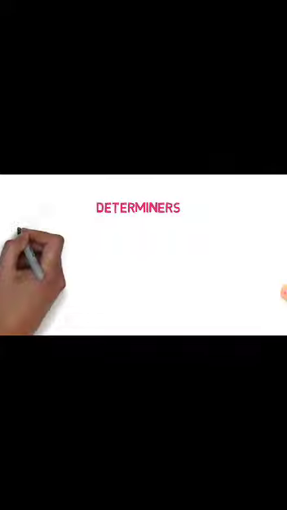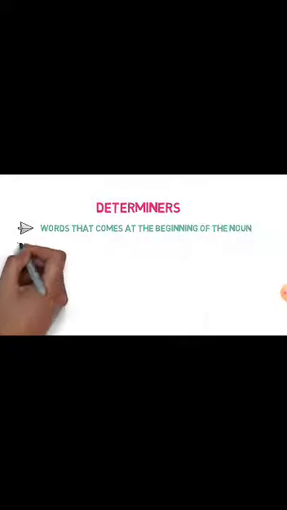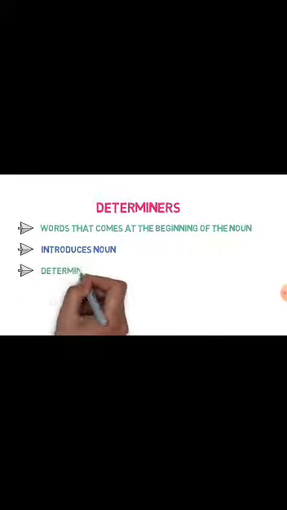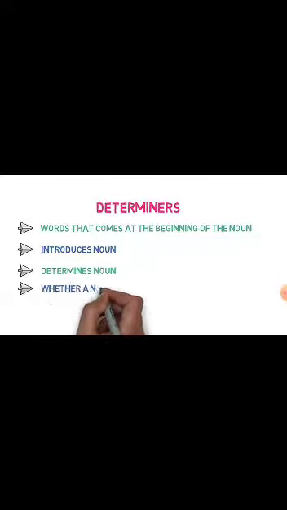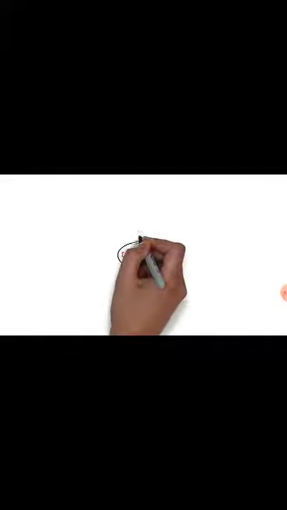In this video, we will understand an important topic of grammar, which is determiners. We will understand what they exactly are, why they are used and the different types of it. So what are determiners? Determiners are words that come at the beginning of a noun, hence basically introducing the noun. They determine the noun, that is, whether a noun is specific or general. Now, determiners are basically divided into four types.